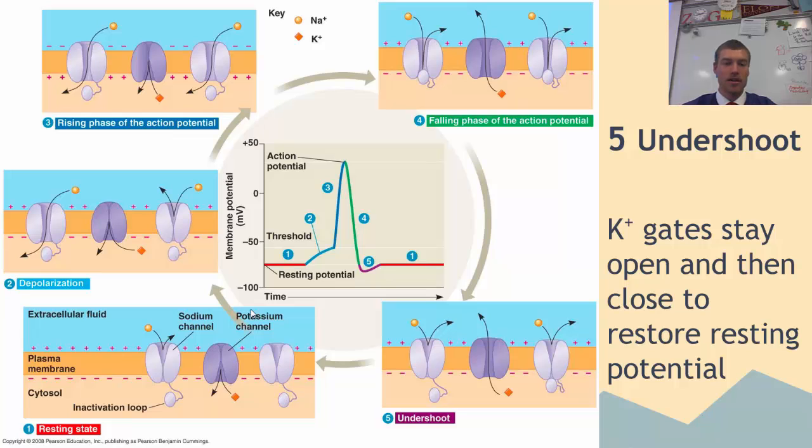And then we've got what is known as undershoot. So here the potassium gates stay open for a little bit longer. It kind of brings us back down below the resting potential, and then we slowly equilibrate back up to where we were when we started. And so that is the full cycle, and this happens every single time that a stimulus is sent along, and this takes about 5 milliseconds. So the total thing takes about 5 milliseconds to go from step one back to step one again.